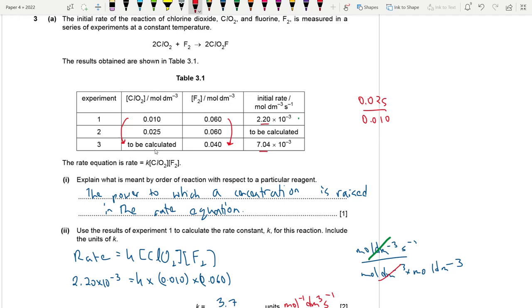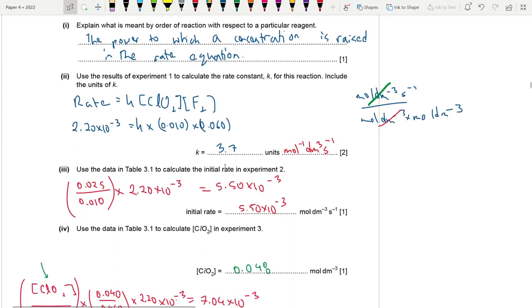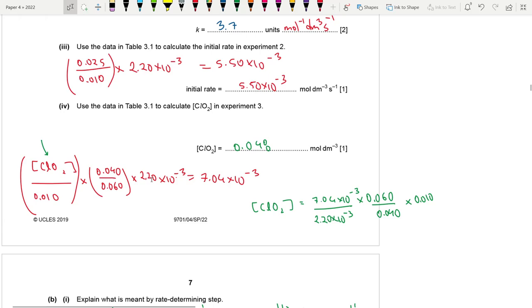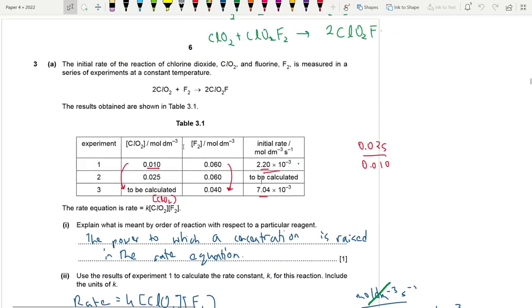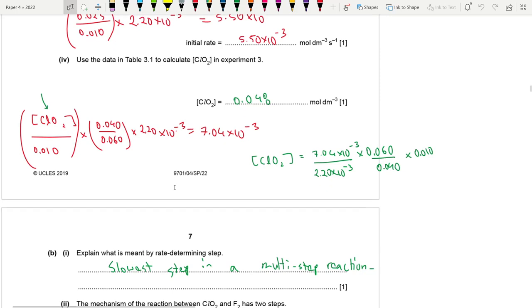But it's fine. We can just denote this as ClO2. So it's going to be concentration of ClO2 divided by 0.010, × 0.040 divided by 0.060, × 2.20 × 10^-3 is equal to 7.04 × 10^-3. This is typically how you do this math. Okay, so this ClO2 is unknown. If you solve this equation, you're going to get 0.048. That's your final answer. It's always going to be like this, okay? Always the one after divided by the one before, always.